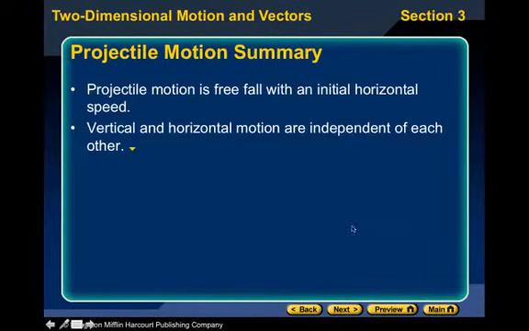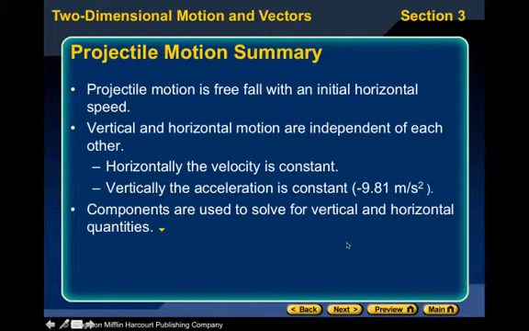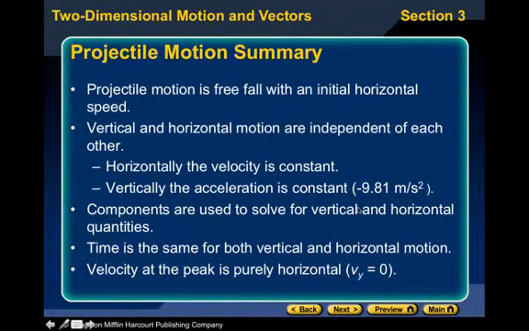So projectile motion is free fall with an initial horizontal speed. Vertical and horizontal motion are independent of each other, meaning the vertical motion is accelerating, horizontal does not, so they don't depend on each other. Components are used to solve for vertical and horizontal quantities. And you can't separate the time and the distance it travels. The time in y is the same as the time it takes to travel the x distance. So the time is the same.